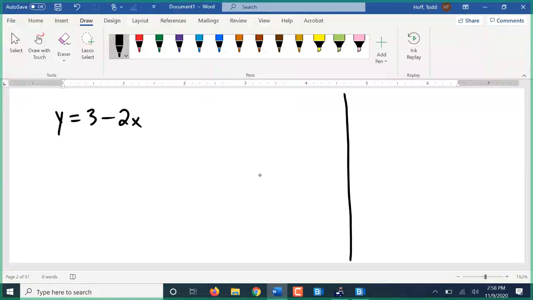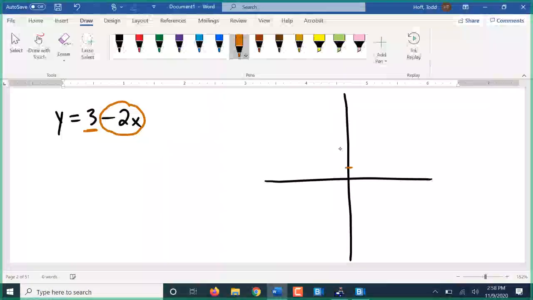Now it's not always quite so straightforward. The order can get messed around a little bit. This is y equals 3 minus 2x. The number with the x is always the slope, so negative 2 here is multiplying the x. Negative 2 is the slope. That means we are starting at the positive 3. So from the origin, we go up 1, 2, 3. That is our starting point.